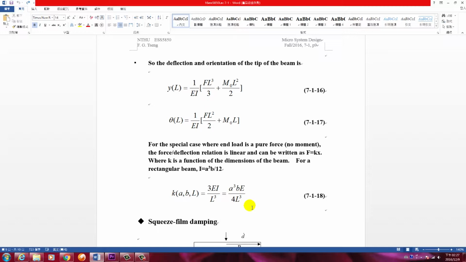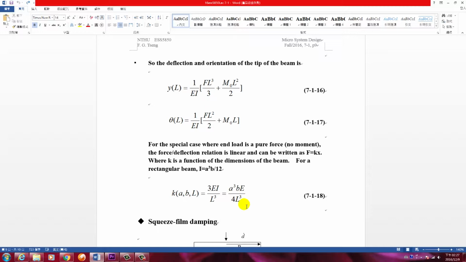If you have a small spring constant, a very soft spring, you need to increase the length. It's very easy to change the length because of the length cubed. If you increase the length by twice, the spring constant will be reduced by 8 times. It's quite efficient, quite effective, when compared to changing the Young's modulus or moment of inertia.